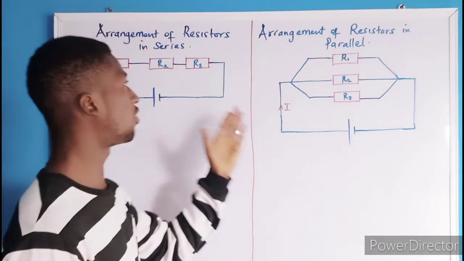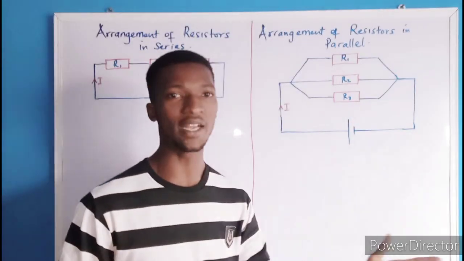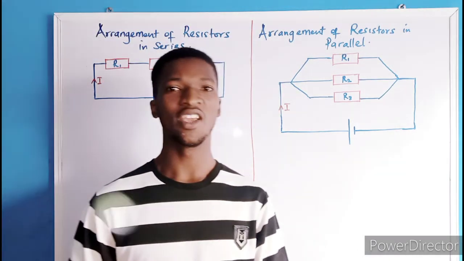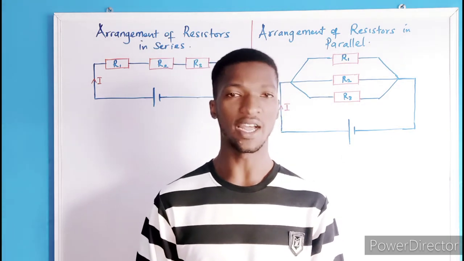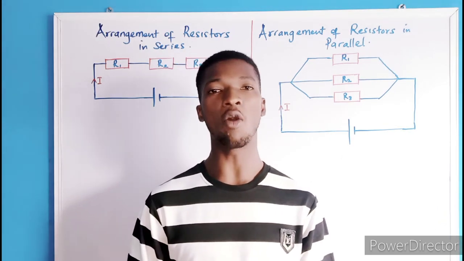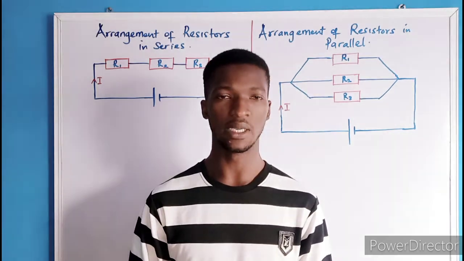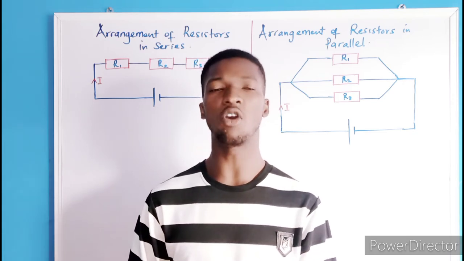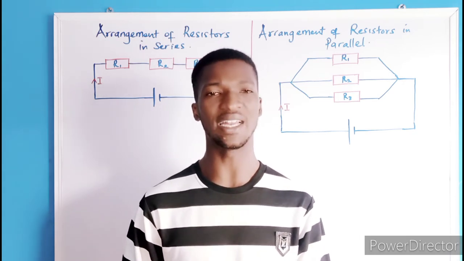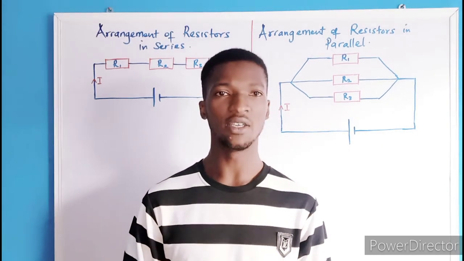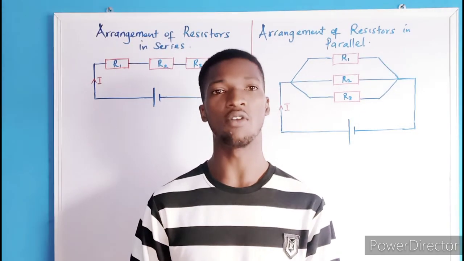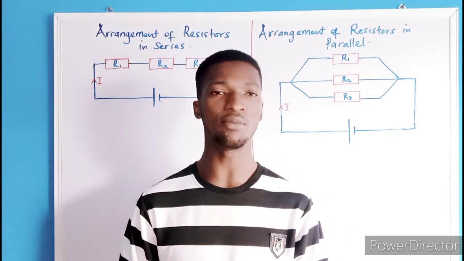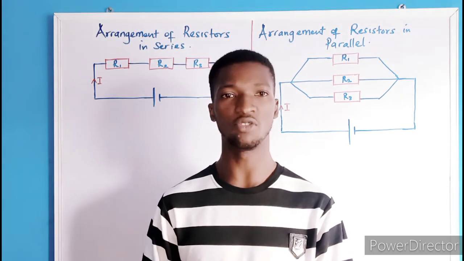Before we talk about the arrangement of resistors, either in series or in parallel, you need to know what resistors are, isn't it? Now, what is a resistor? A resistor is a device that is used in an electric circuit to offer opposition to the flow of electric current. That is what a resistor does. And the degree of this opposition to electric current in an electric circuit is quantified using what we refer to as the resistance of that resistor. So the resistance of a resistor measures the degree to which a resistor will be able to offer opposition to the flow of electric current.